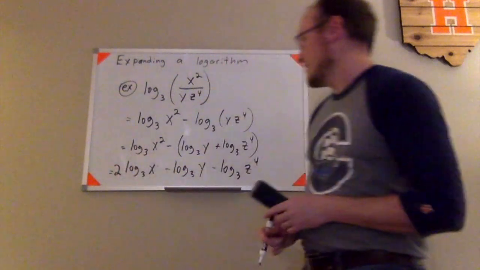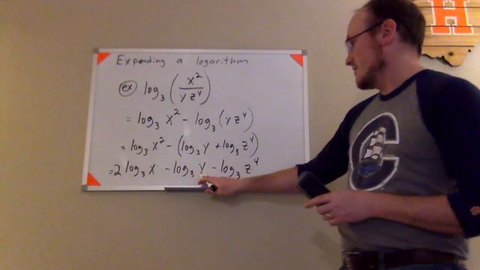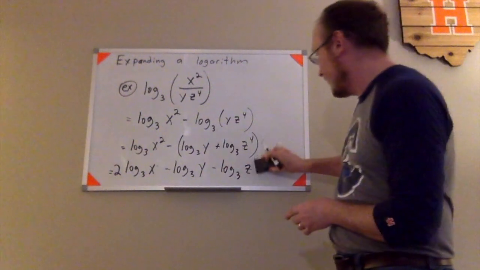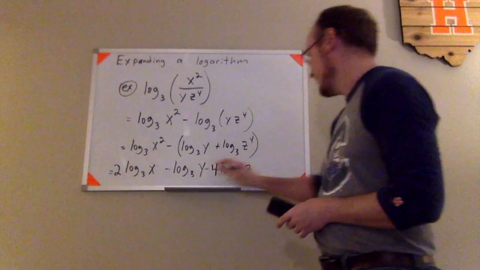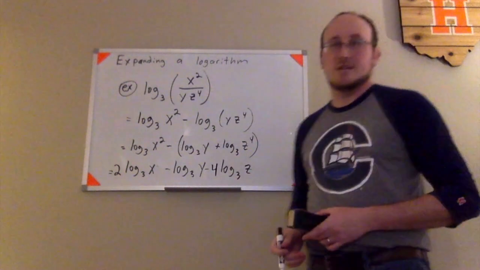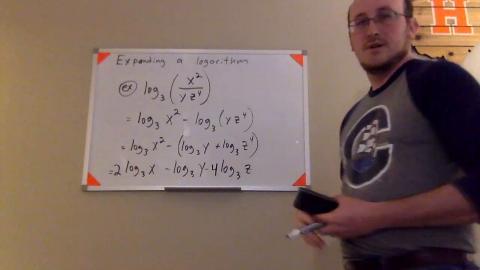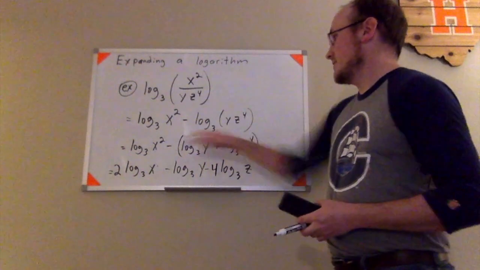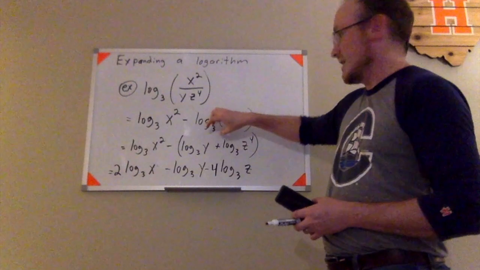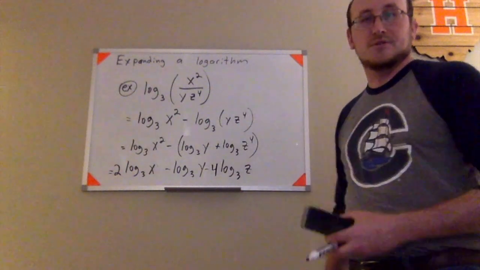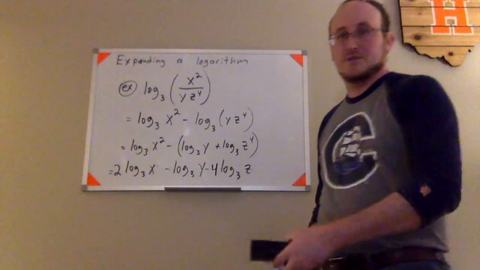2 log base 3 of x minus log base 3 of y minus, this 4 on the exponent is going to come down in front of here to make this minus 4 log base 3 of z. Again, the trick there is not forgetting to distribute the negative, making sure that when the thing you were subtracting became 2 pieces, you were still subtracting both of those pieces.